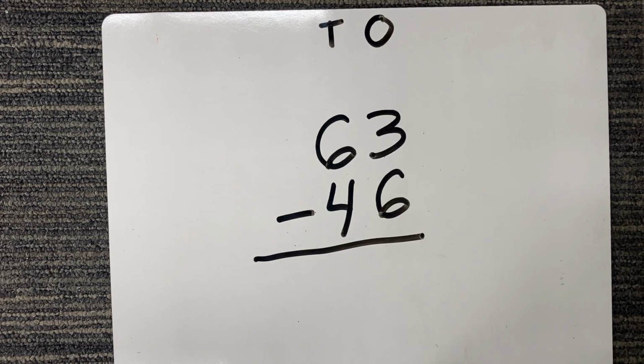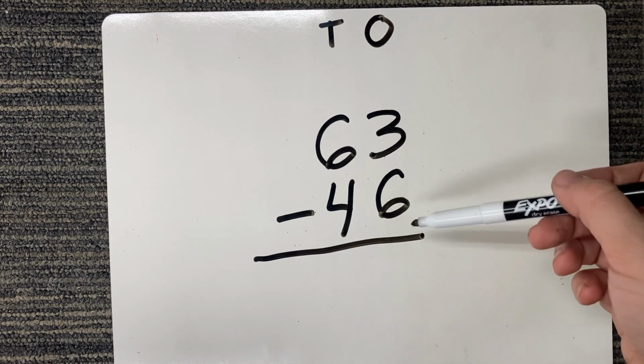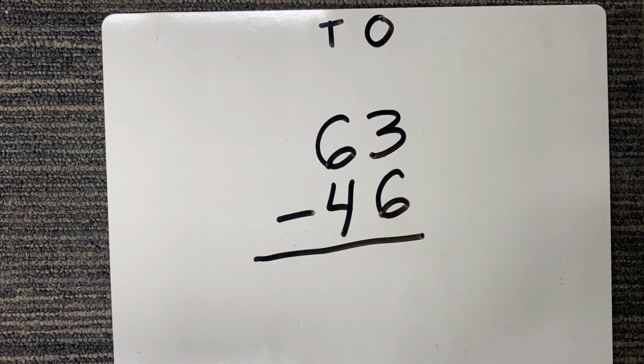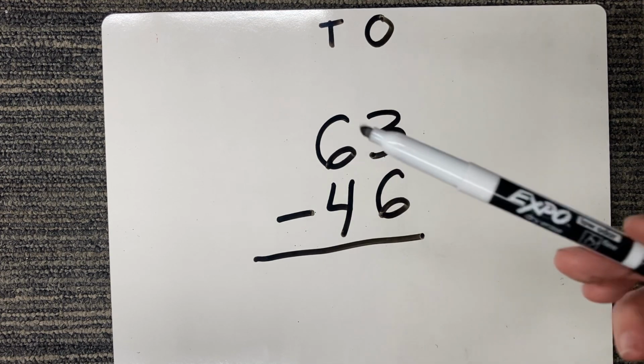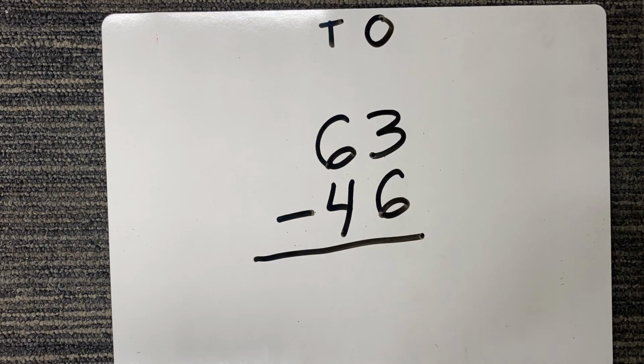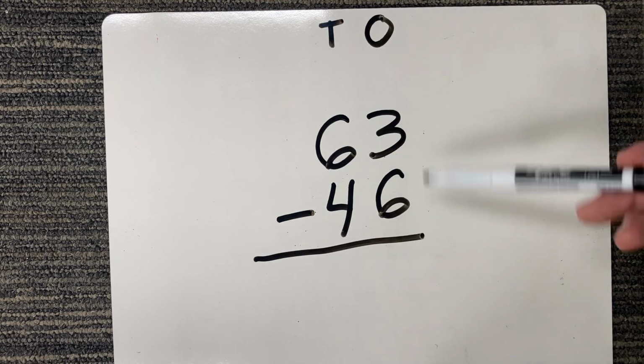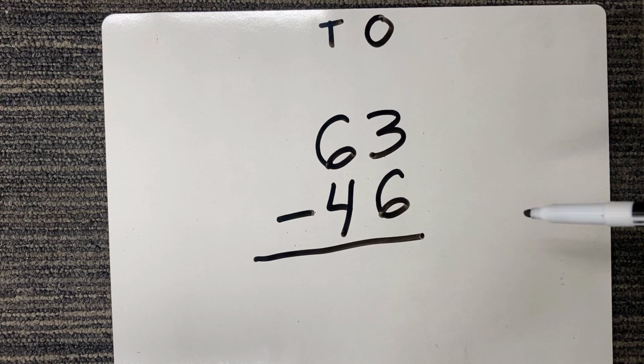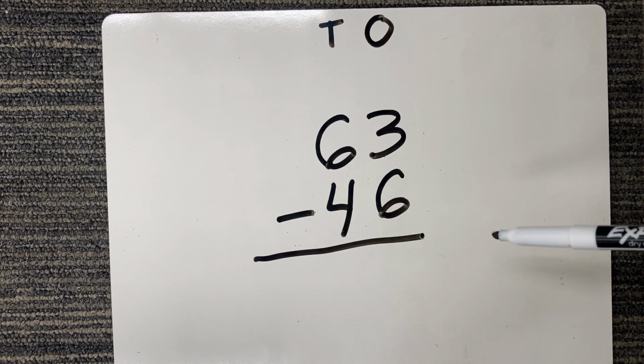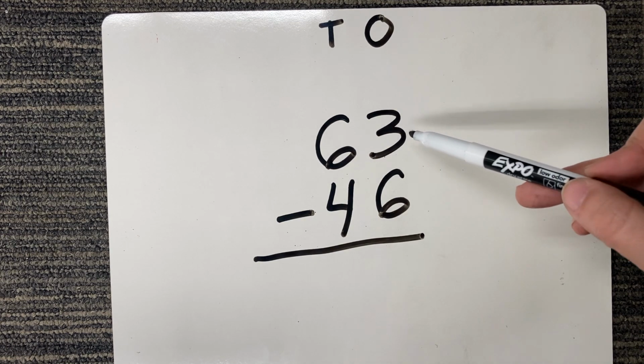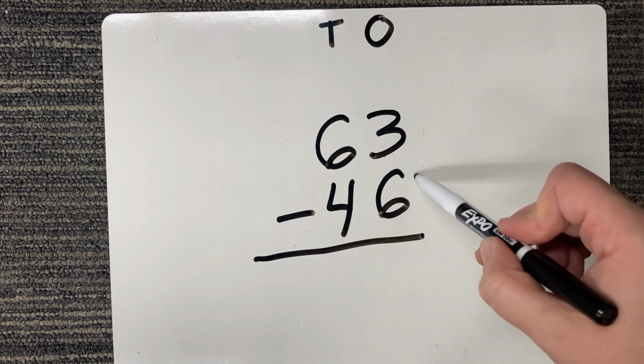Today I'm going to show you how to subtract two two-digit numbers when you don't have any blocks to help you. So first, when we're subtracting two-digit numbers, do we subtract the tens or the ones? We subtract the ones first. And what do we do before we subtract? Circle the bigger number. Which is bigger, 3 or 6?